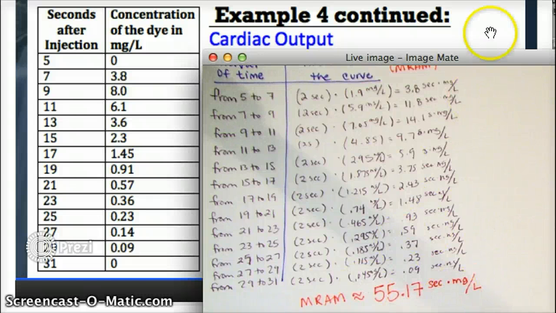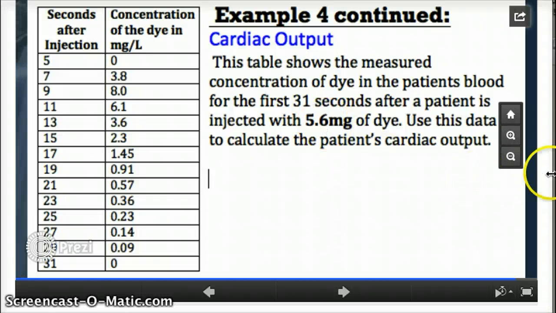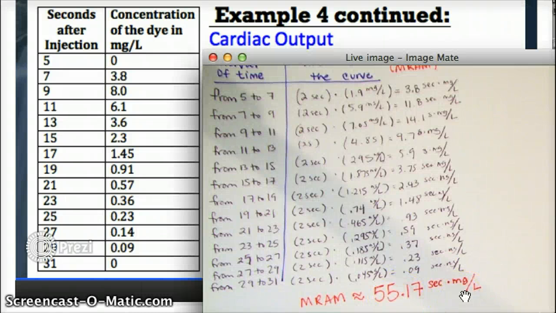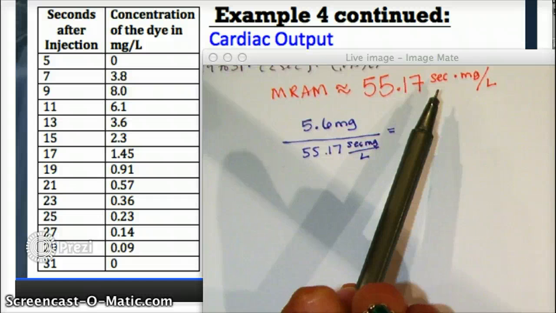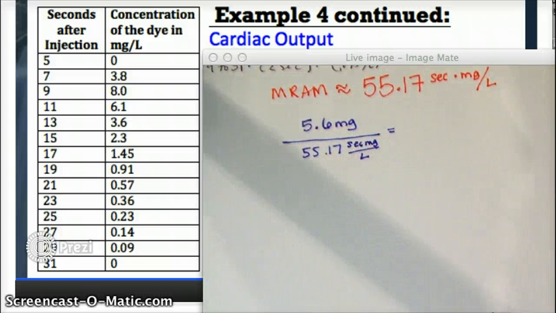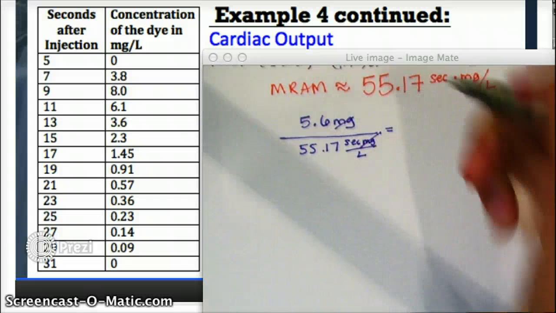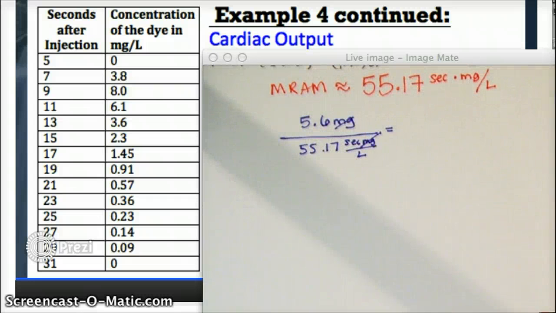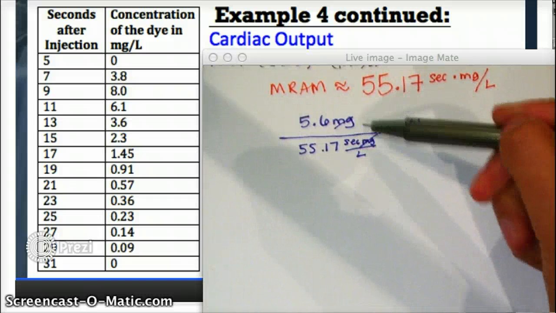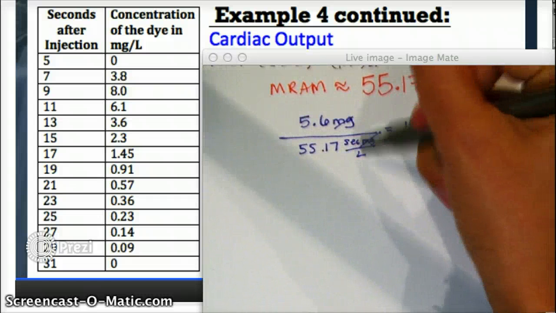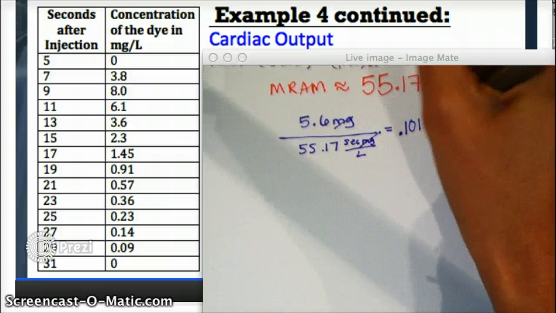But I'm going to take this number, and I'm going to start with 5.6, and I'm going to divide it by the number that we just got. And the reason I'm dividing it is because I'm trying to cancel out the milligrams. Watch what happens. When I take the amount of dye we started with, and I divide it by the total area under the curve we just described, I end up canceling out milligrams on the top and the bottom. And I end up with 5.6 divided by 55.17, which is 0.101. And the units, since seconds per liter are on the bottom of this fraction, if you think about keep, change, flip, the units are now liters per second.